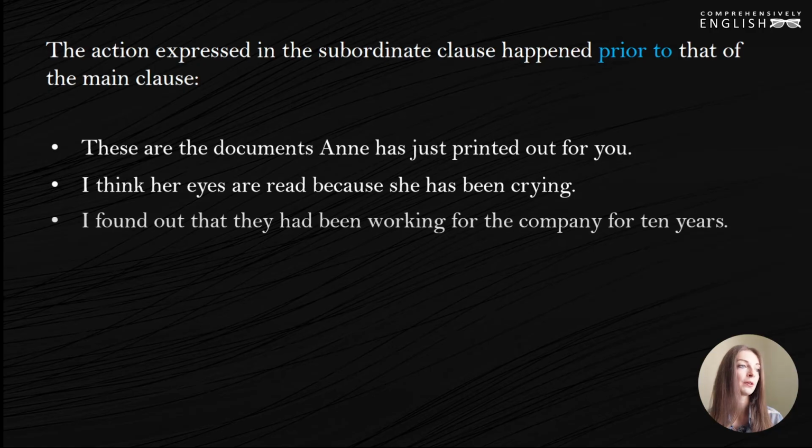Now, another example: I found out that they had been working for the company for 10 years. The main clause has its predicate in the past simple tense, I found out, and the subordinate clause contains the past perfect progressive tense because we want to show that this action had been going on before the past simple, before the action in the main clause.